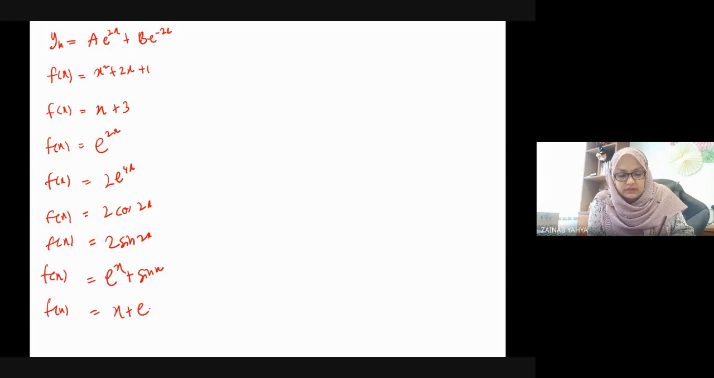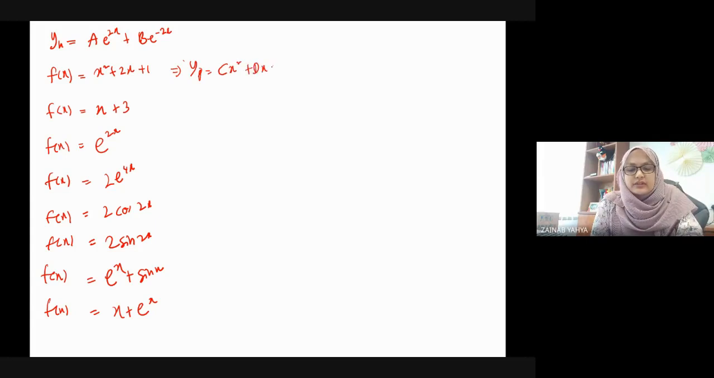x plus exponent x. Okay, for the first one, fx equals x squared plus 2x plus 1. So this is a polynomial of degree 2, so this is case 1. So the yp will be, since a and b are already used here, we will put c: cx squared plus dx plus e. That's the yp. And then the second one is a polynomial of degree 1, so yp will be cx plus d.